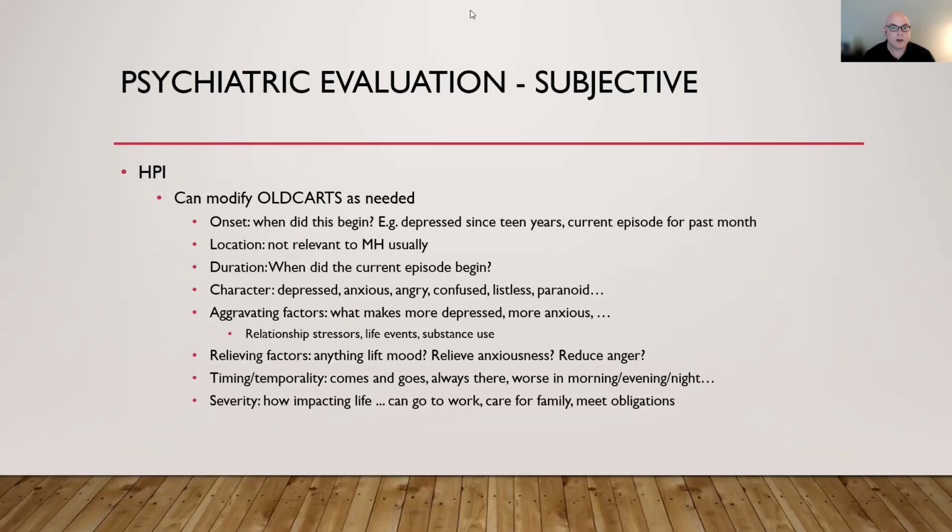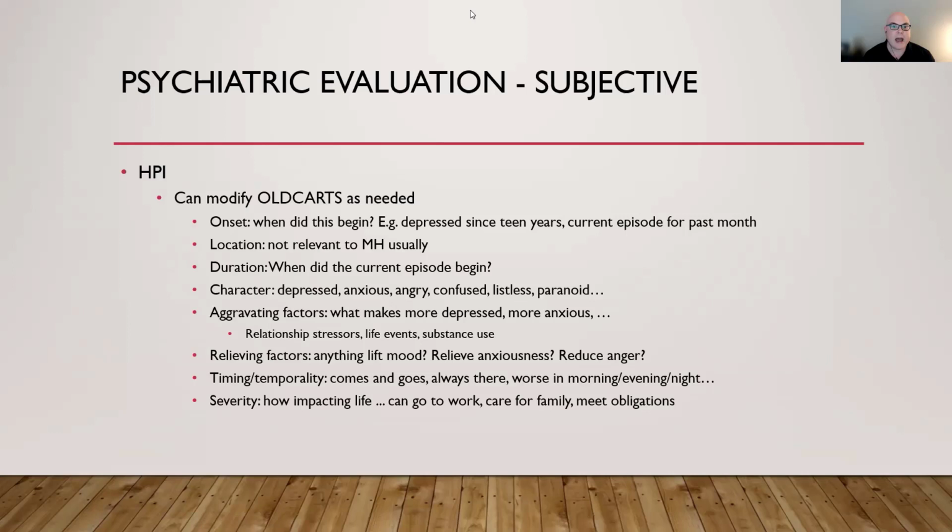The character, if we're talking about pain, physical pain, you say, is it sharp, burning, stabbing? You can apply this to mental health, subjective character as well. Are you depressed? Are you sad? Are you angry? Are you irritable? Are you happy? Are you overjoyed? This gives you a lot of details into these symptoms.